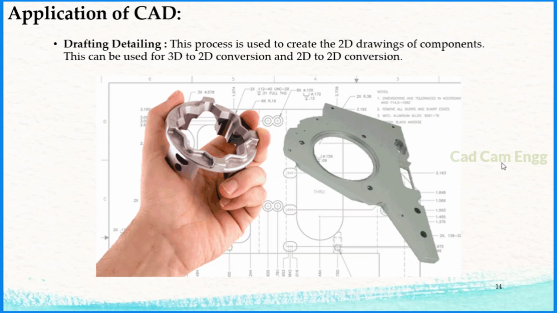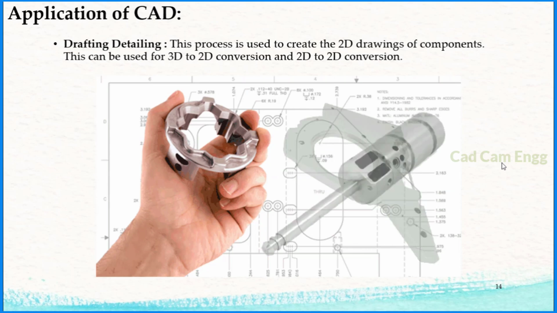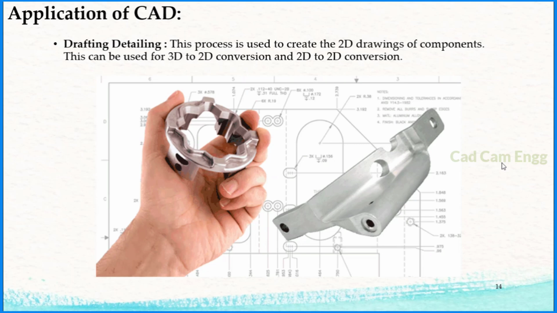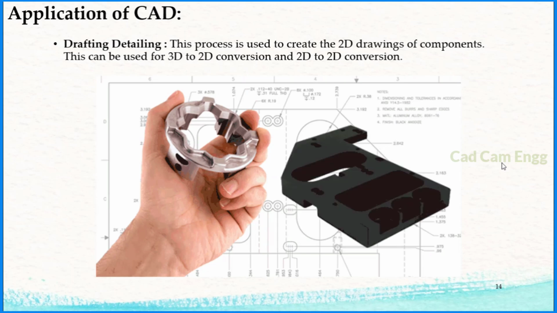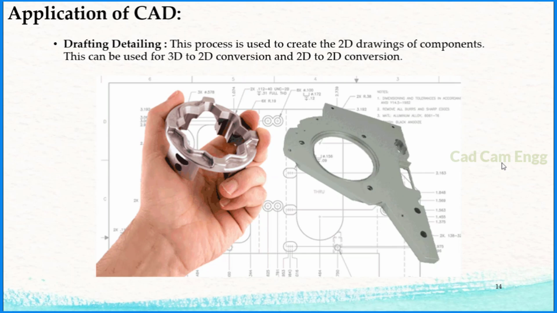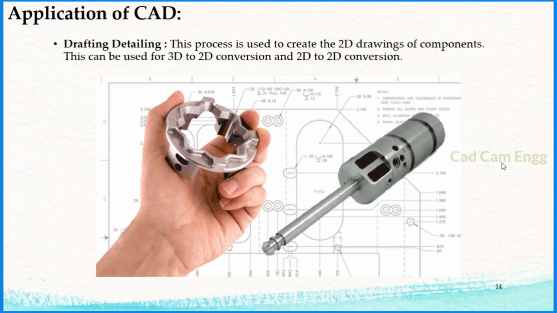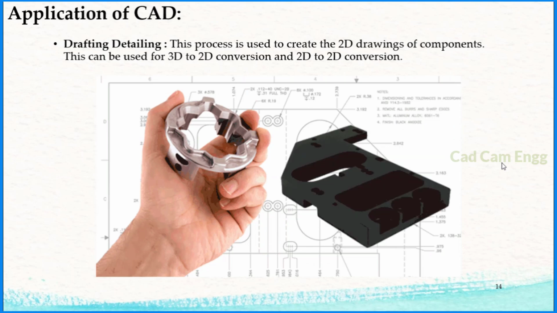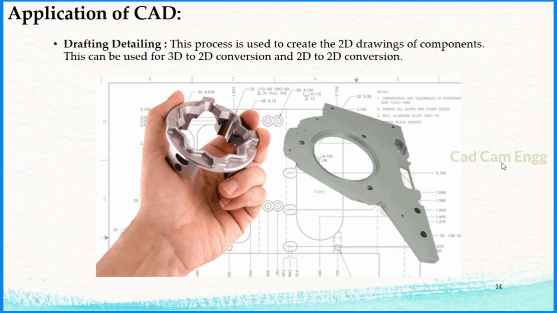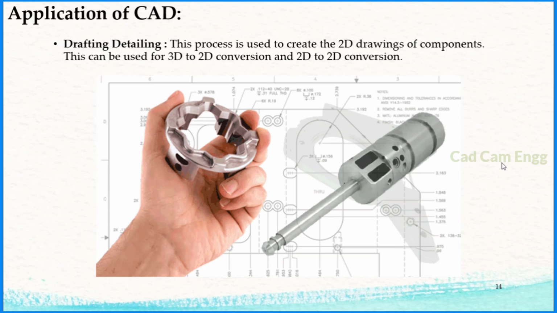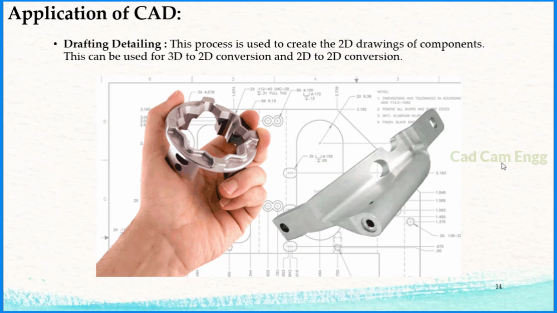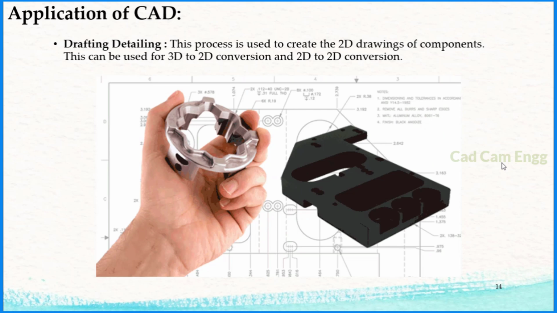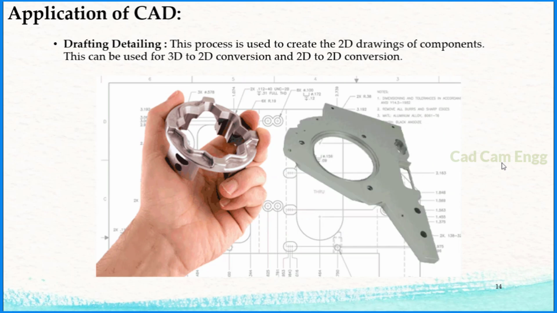So once we create the 3D model, the next step is manufacturing. If we want to manufacture, the 3D model is not important for manufacturers. They want to know the dimensions, each and every place they want to know the dimensions. Not only the dimensions, we want to specify some clearance, which we call tolerance, geometrical tolerance. Like this, we want to give some extra industrial data. Where we give that is the place we call drafting or detailing.